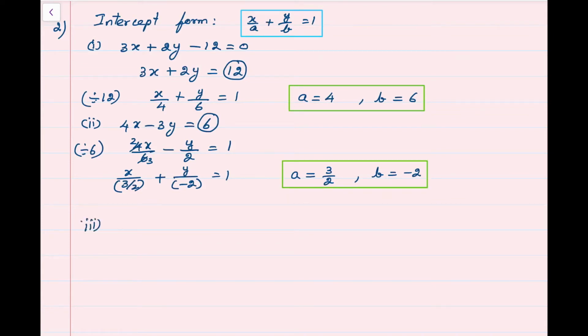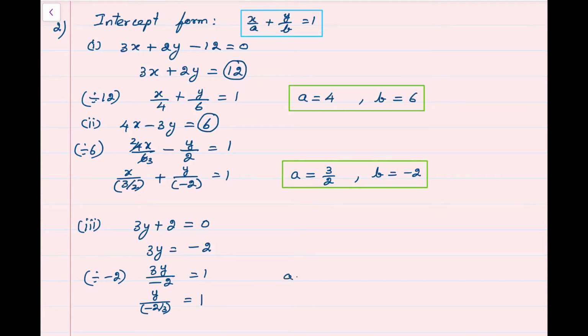The third subdivision, the equation is 3y + 2 = 0. 3y is minus 2. We will divide the equation by minus 2. 3y divided by minus 2 is 1. y divided by minus 2 by 3 is equal to 1. There is no x-intercept in this. a is 0 and the y-intercept is minus 2 divided by 3. The given line is parallel to the x-axis. That's why there is no x-intercept.